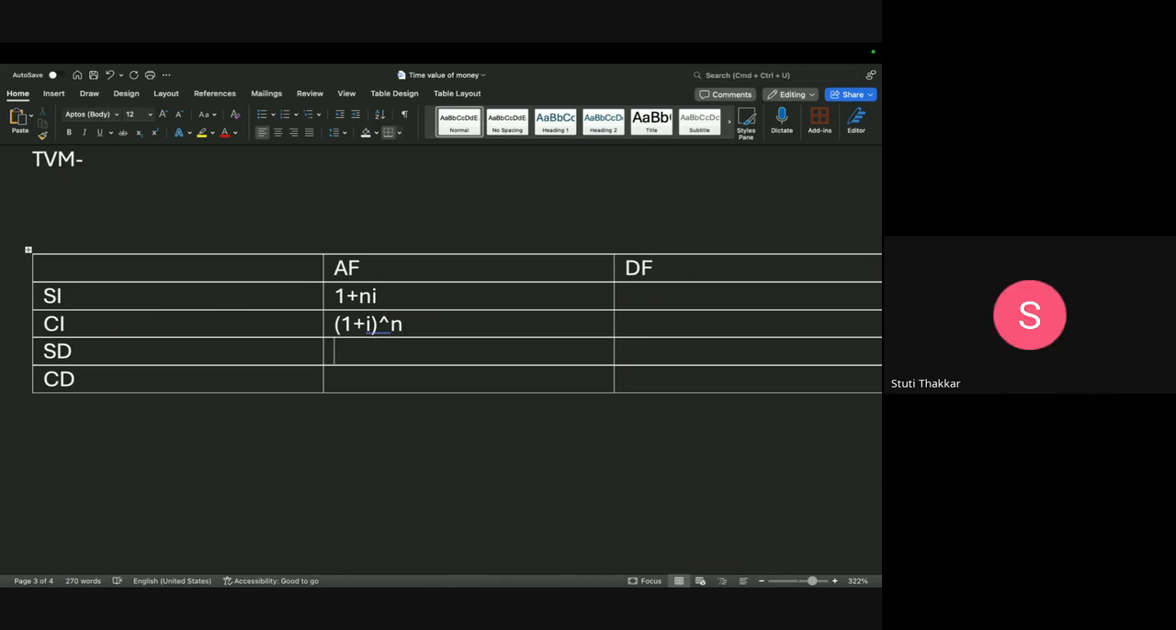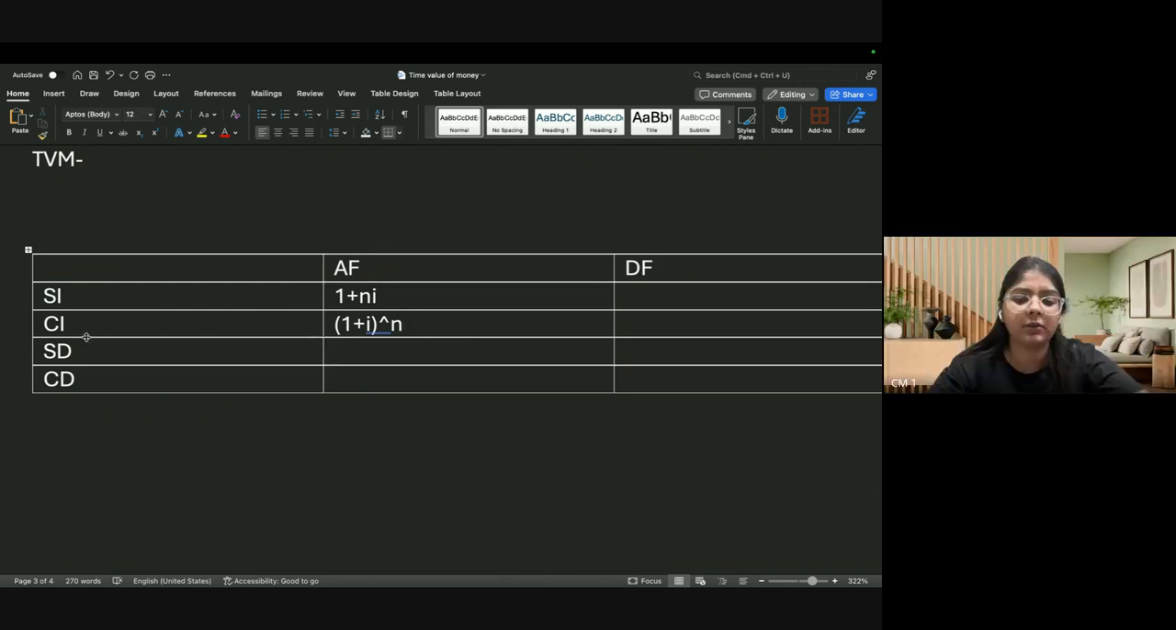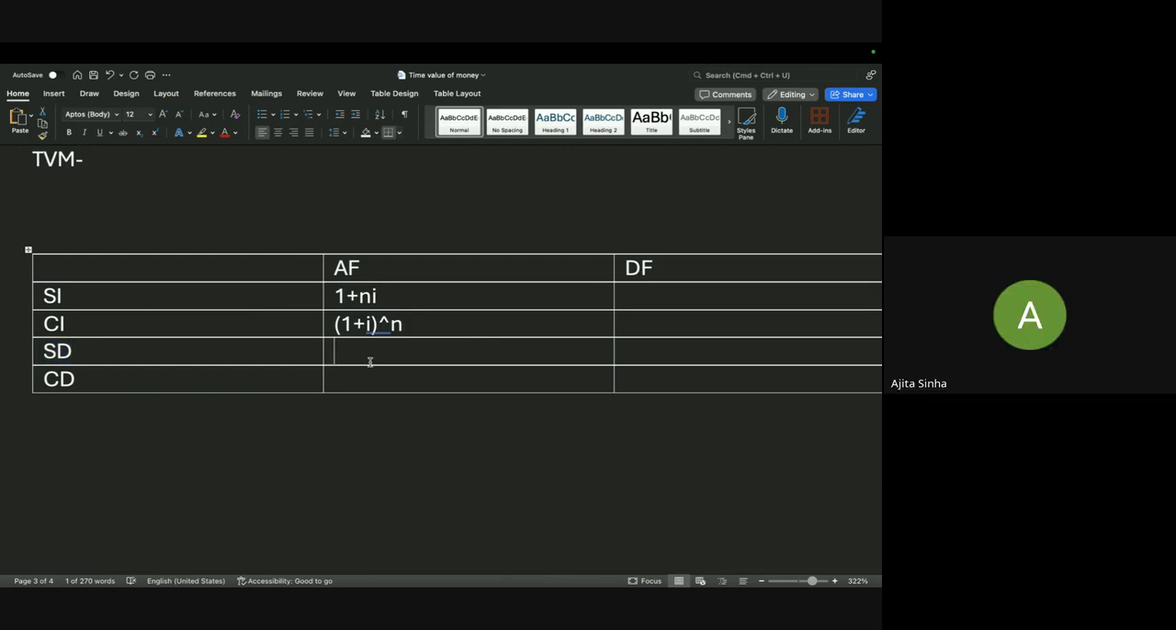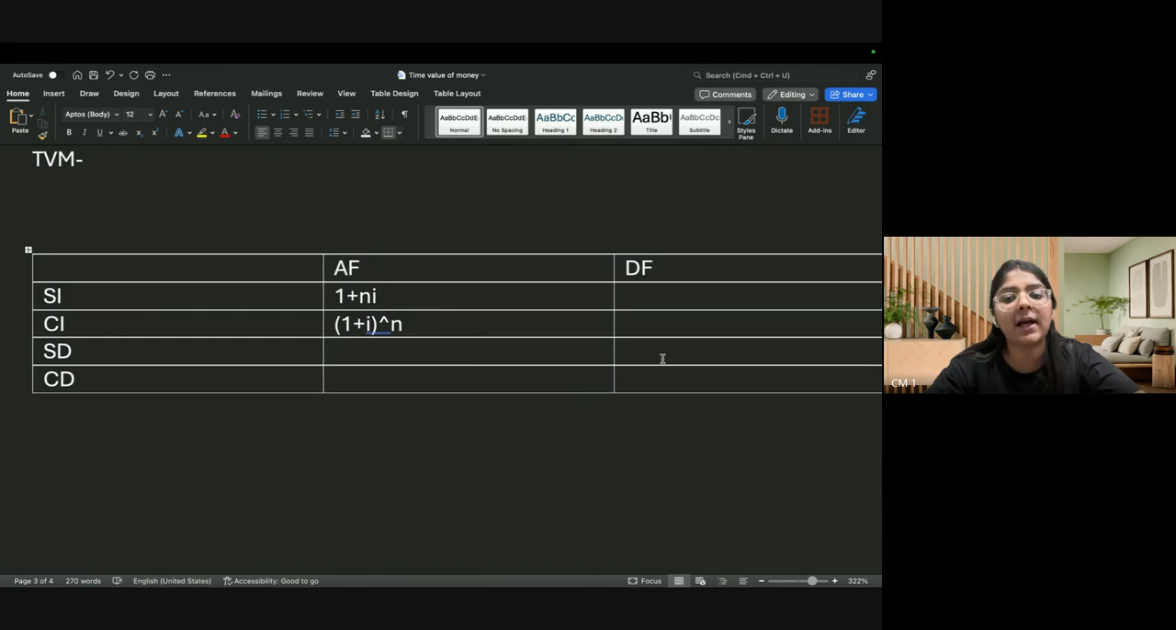1 minus ND. See, when it is simple discount, first thing that you have to use is D and not i. Okay? 1 minus ND is correct, but is that the discounting factor and not the accumulation factor?